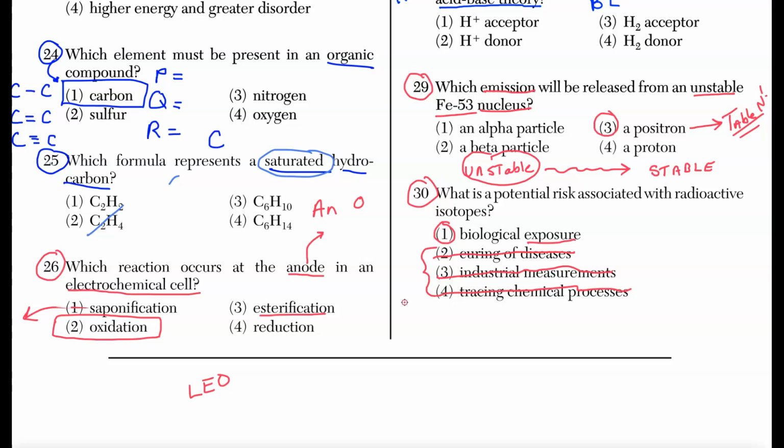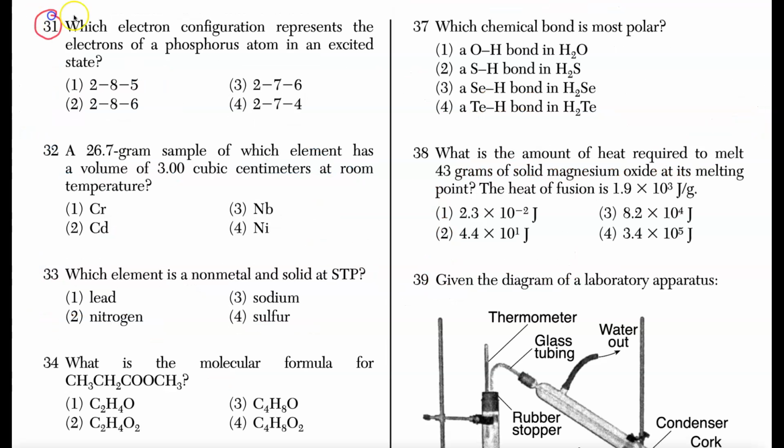So we're going to go on to 31. Number 31, which electron configuration represents electrons of a phosphorus atom in an excited state? These are the most important terms. I always tell my students, you say atom, I say neutral. Atoms are always electrically neutral, because the positives equal the negatives, which means the protons equal the electrons. So if I have a phosphorus atom and I go to the reference table, I will see that phosphorus is atomic number 15. The biggest, baddest, boldest number is the number of protons that identifies the element, which means it's going to have 15 electrons.